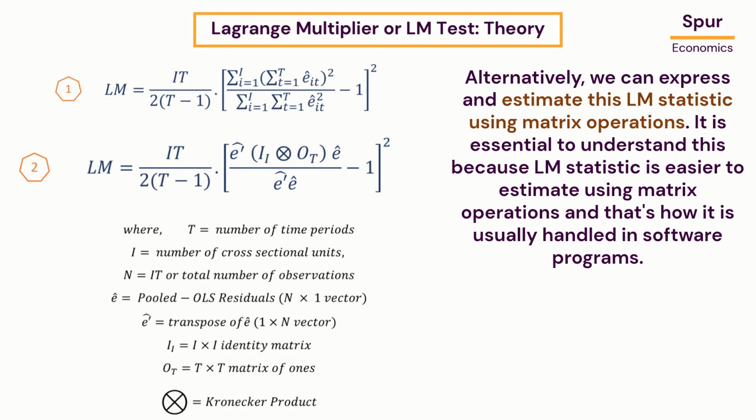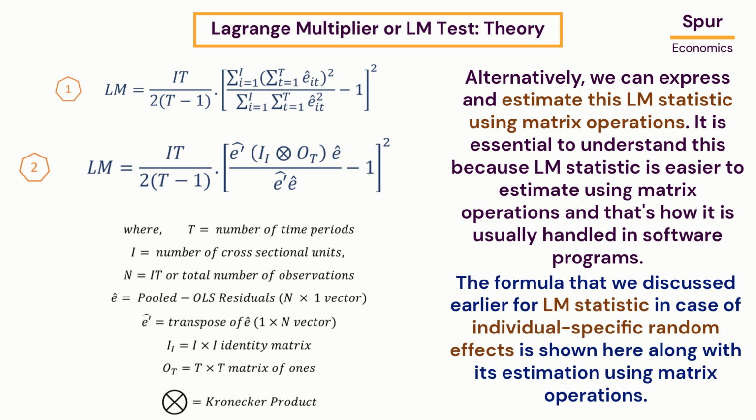Alternatively, we can express and estimate this LM statistic using matrix operations. It is essential to understand this because the LM statistic is easier to estimate using matrix operations, and that's how it is usually handled in software programs. The formula that we discussed earlier for the LM statistic in case of individual specific random effects is shown here along with its estimation using matrix operations.